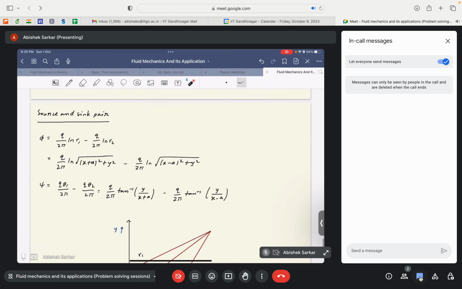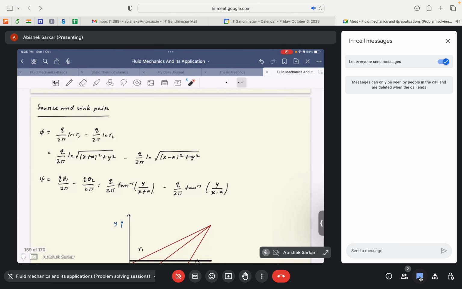Now there is a second geometry that we are dealing with. This is a source and sink pair. Okay. So I won't go back and forth again to the formulas. Just consider that these are the formulas for the source and sink. So the potential function is given by q by 2 pi ln r1 minus q by 2 pi ln r2. Okay. If I consider a source and sink pair, so this is the source and this is the sink, because it will have negative for the sink, right, moving inwards.